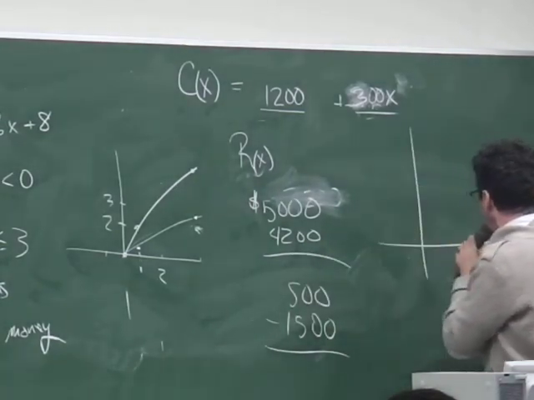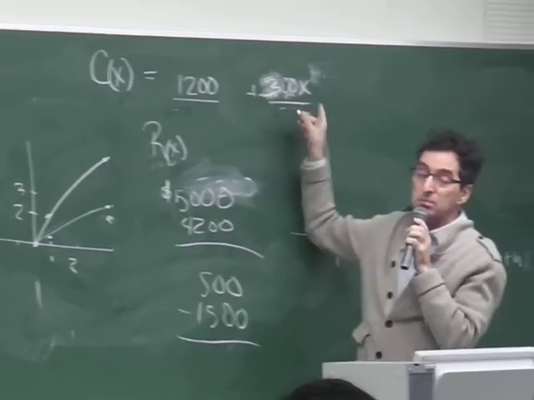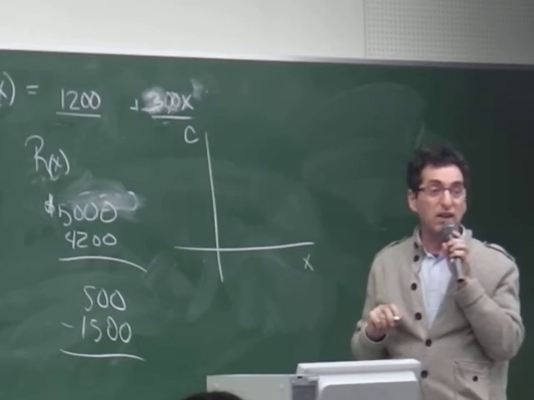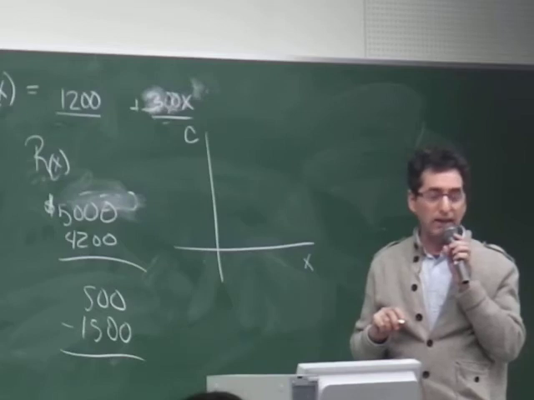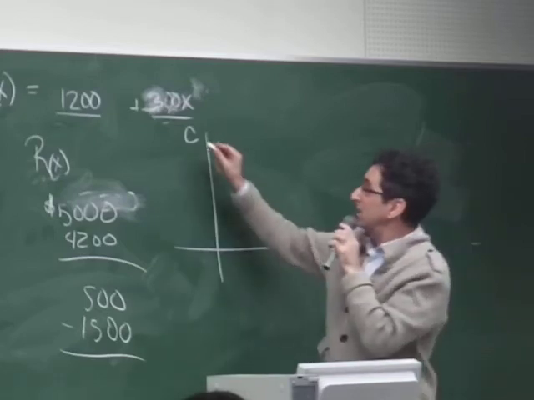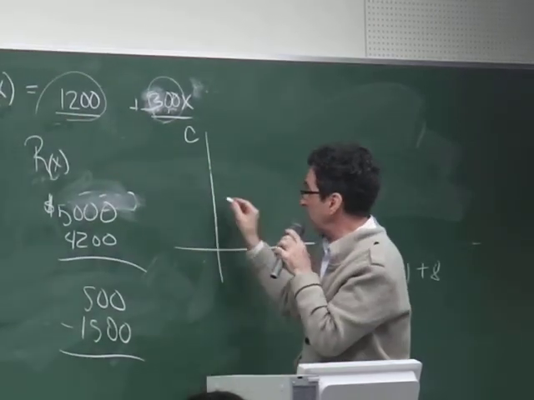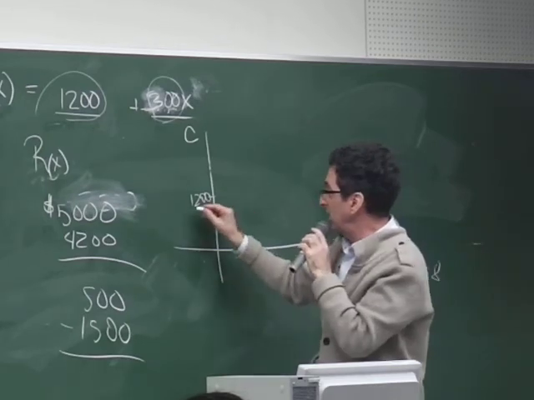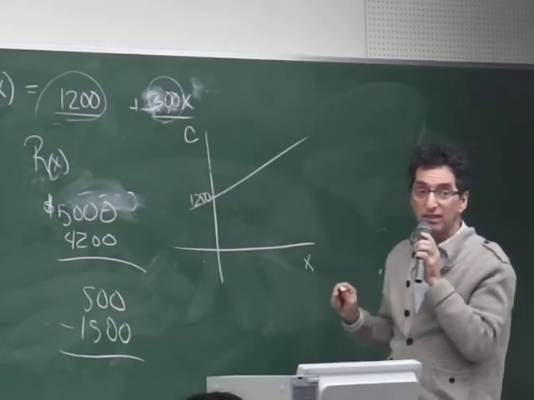If you graph these two functions, the cost function, here's x, here's the cost. What's it look like? Suppose this is the function. That's a simple function, just a straight line, right? What's the slope of that line? 300, right? This is the slope, and this is the y-intercept. So the y-intercept is 1,200, and the slope is 300. So it looks something like that. That's the cost function.